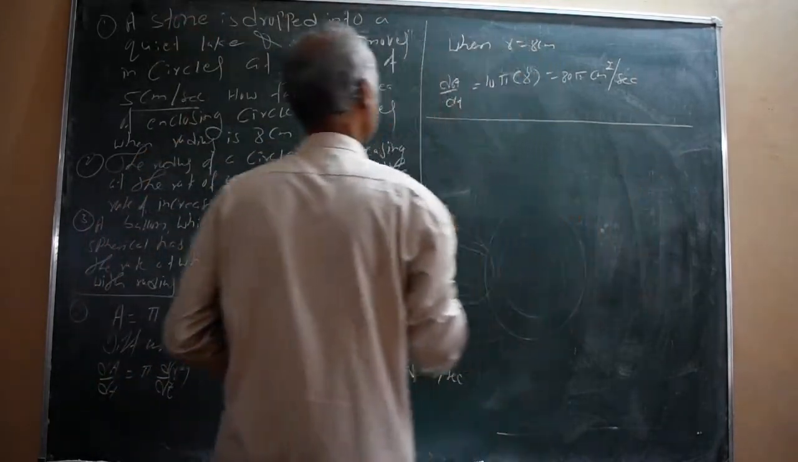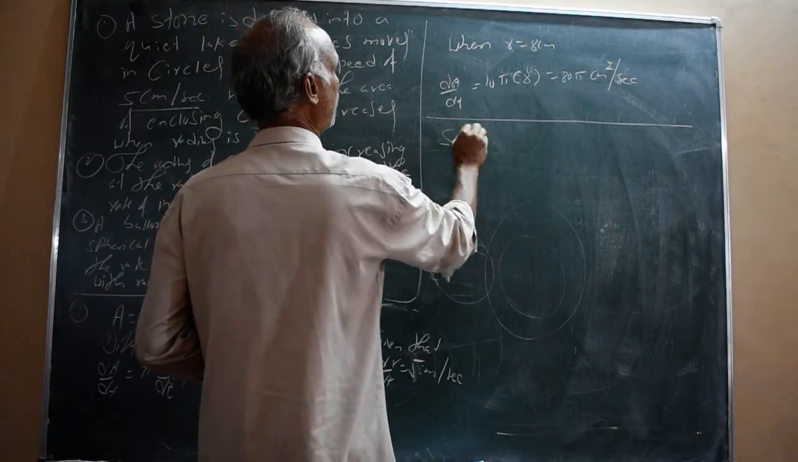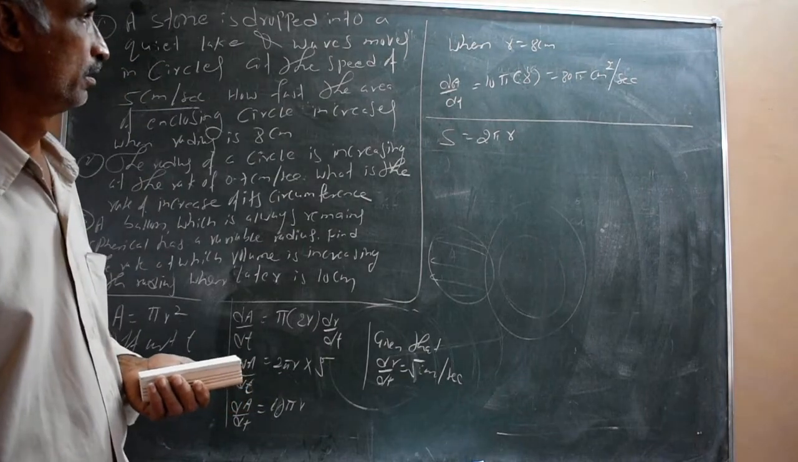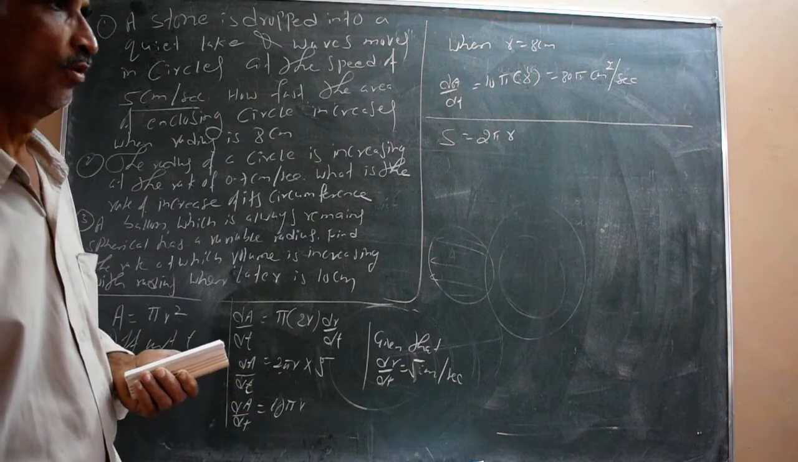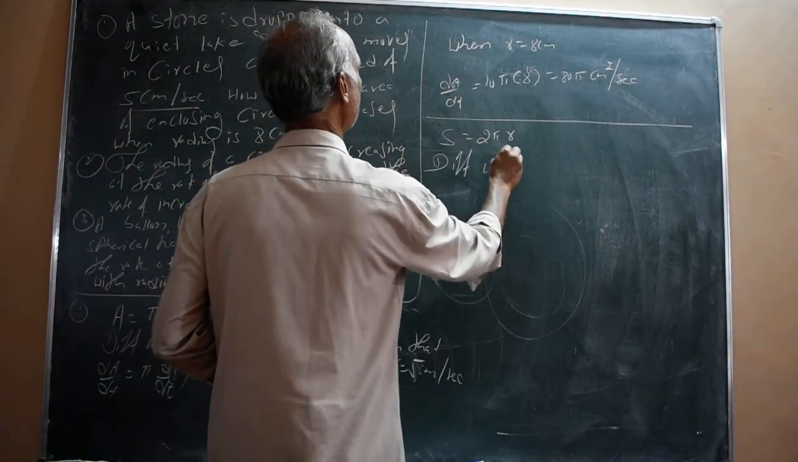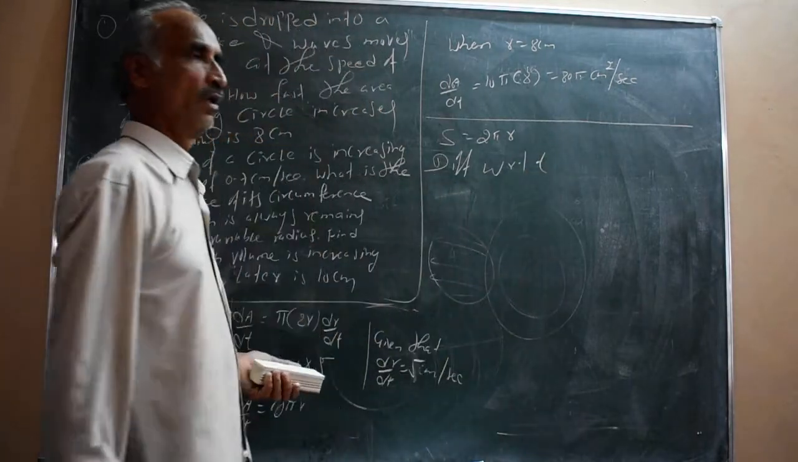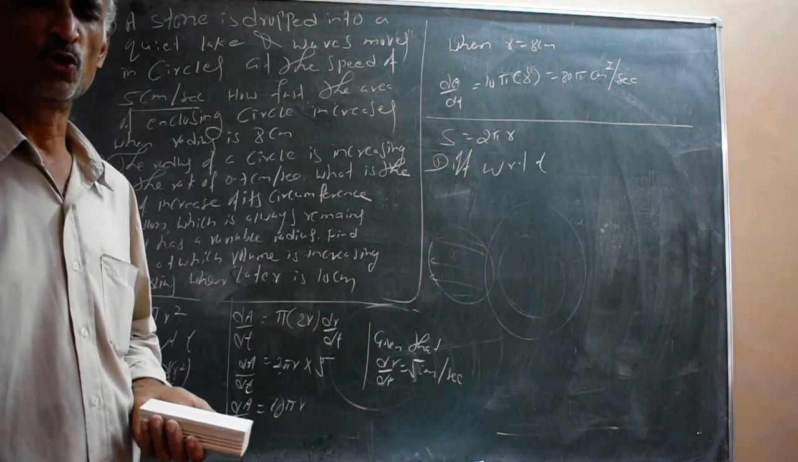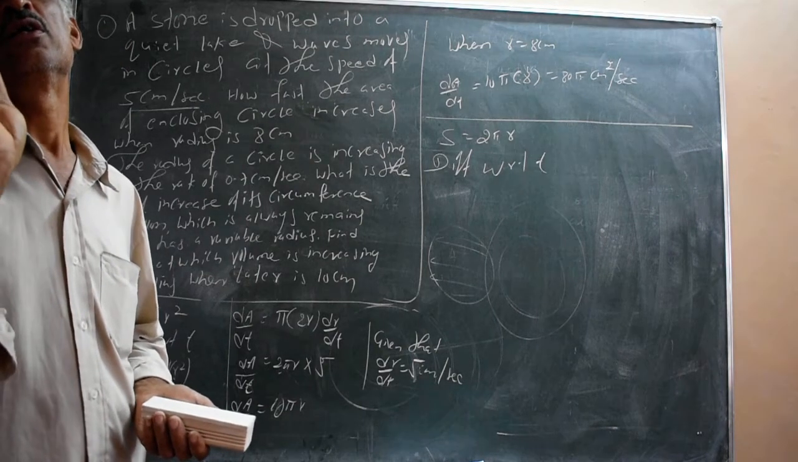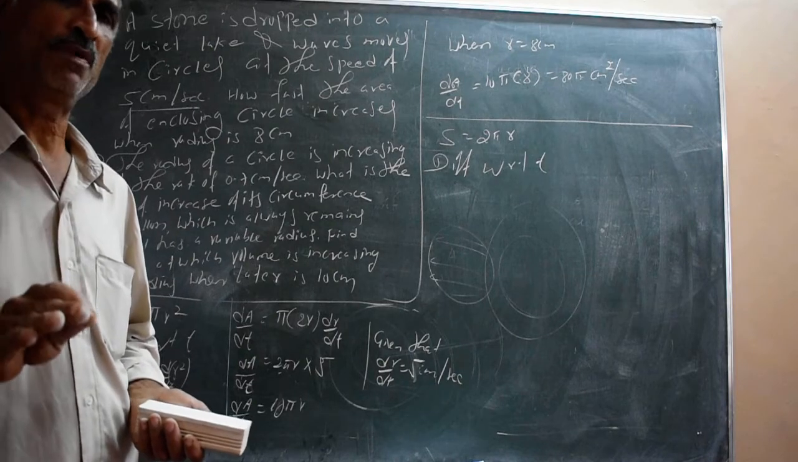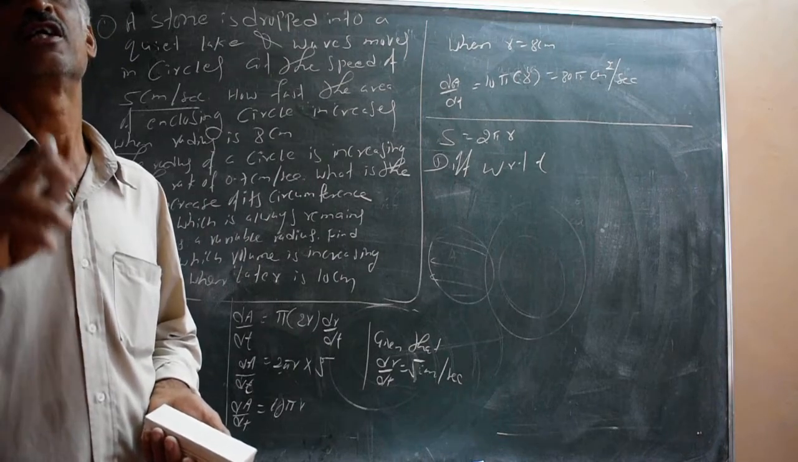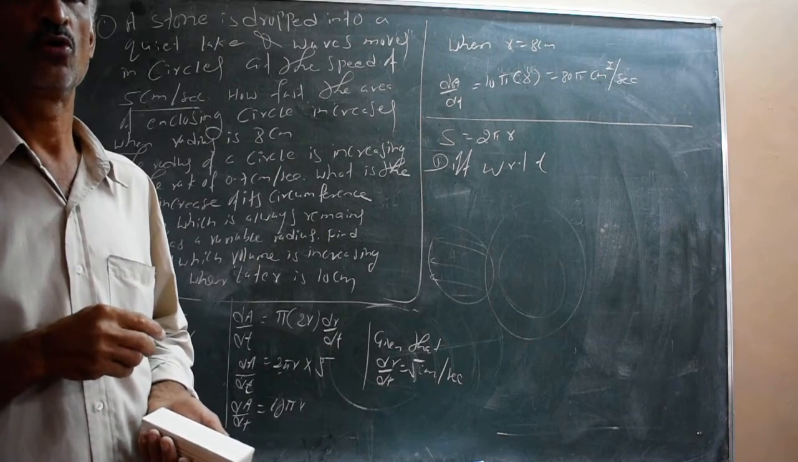Here S is the circumference, S is equal to 2 pi r. Then differentiating with respect to t. I told you, if the rate of change with respect to any other variable is not mentioned in the problem, you have to take it as the rate with respect to time. Therefore you have to differentiate with respect to time t.